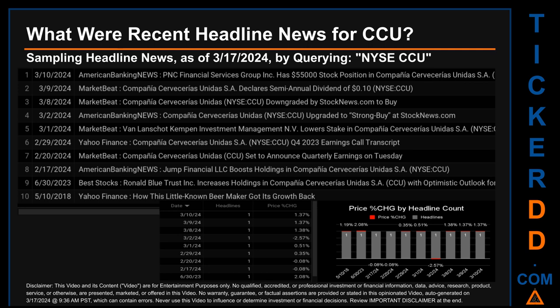Saturday, March 2, 2024 was the day with the highest percentage change in price when we compare opening versus closing price for the ticker. The day saw a drop of -2.57% when CCU opened trading at 11.67 and closed at $11.37. There was one found headline when American Banking News published the headline that read, Compañía Cervecerías Unidas upgraded to strong buy at stocknews.com.